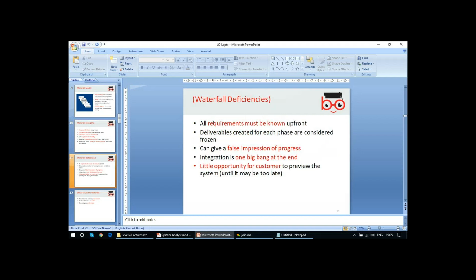Now some deficiencies. With the waterfall model, you carry on these steps one by one, but it has a deficiency that all requirements must be known upfront. Basically, as the name implies, waterfall. Can you imagine when you pour water down a stair? Do you think the water will come up?